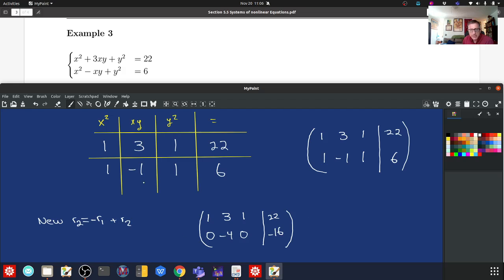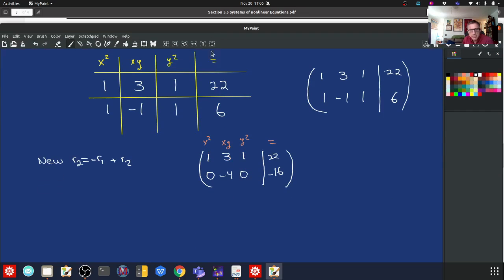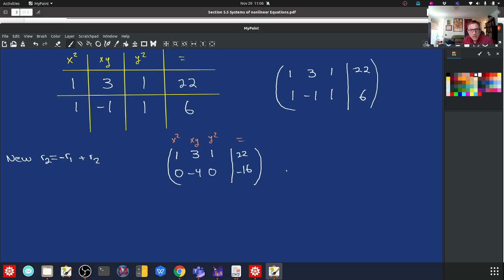So what does that give us? Let's remember this corresponds to x squared, xy, y squared, and equals. This tells me that minus 4xy is equal to minus 16. I'm going to get rid of those minuses by multiplying both sides by minus 1.